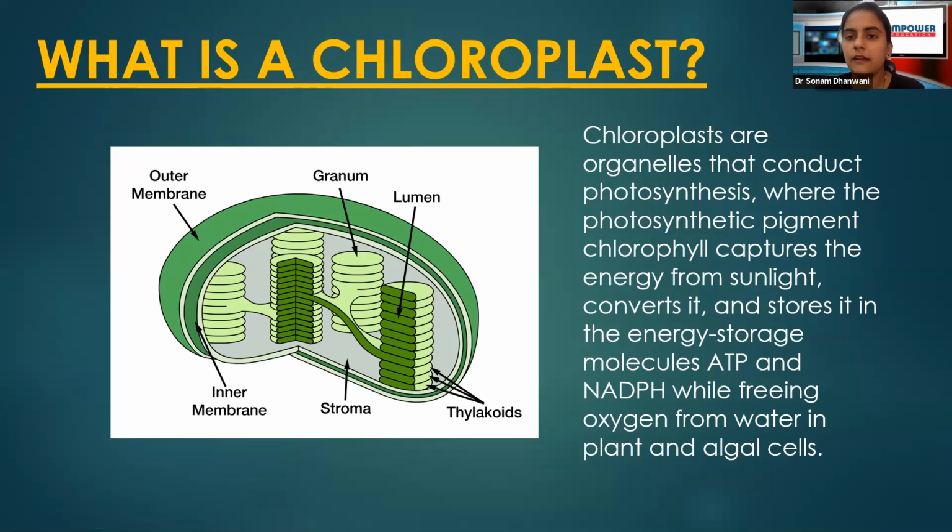They are organelles that conduct photosynthesis, where the photosynthetic pigment chlorophyll captures the energy from sunlight, converts it, and stores it in the energy storage molecules, that is ATP and NADPH, while freeing oxygen from water in the plant and algal cells. Okay. Now, in a gist, let me explain this to you. Firstly, chloroplasts are the organelles जिसके अंदर photosynthesis हो रहा है. Know that. अभी chloroplast के अंदर होता है chlorophyll pigment. This is what you have understood from whatever I have read now. Now we'll see ये कहाँ होता है.